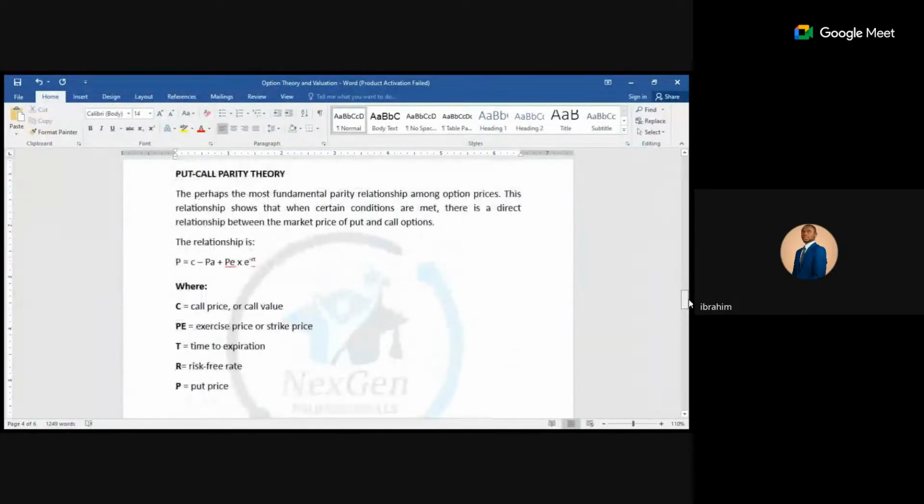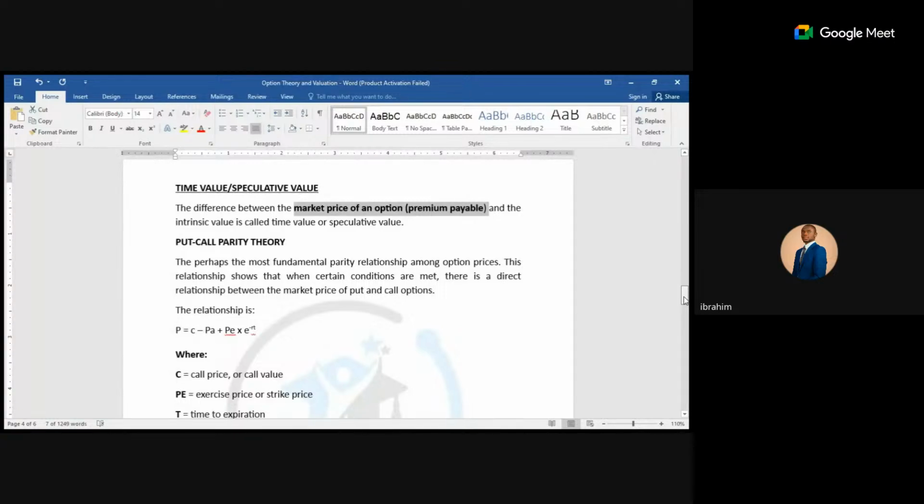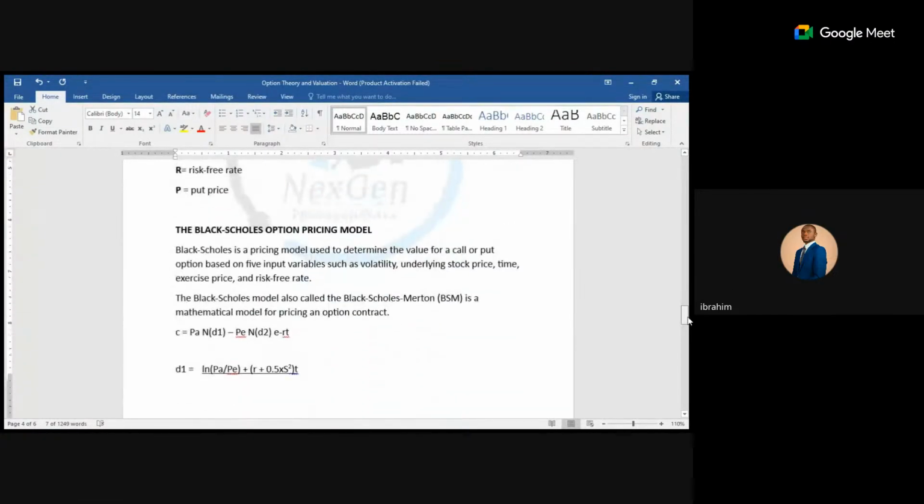I mentioned something here that when the option premium is not given to you, you have to calculate the option premium. Is that not so? Then you look for the difference between the option premium payable and the intrinsic value. Whether you exercise your right or not, you will pay an option premium.